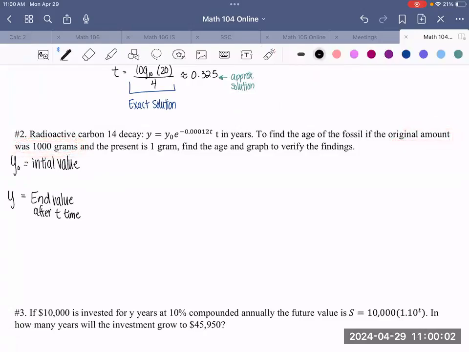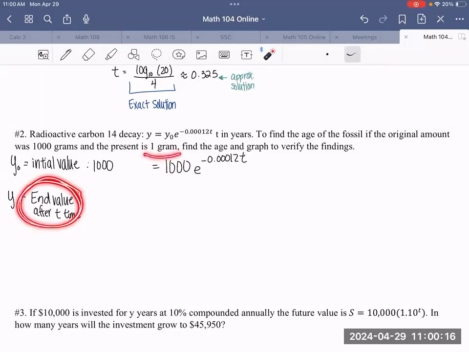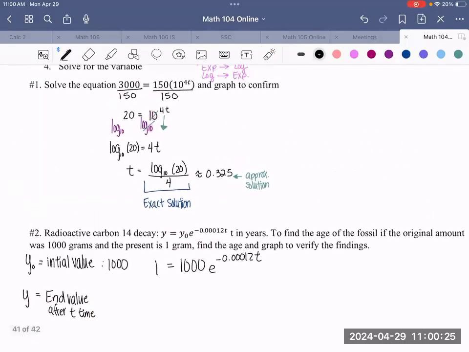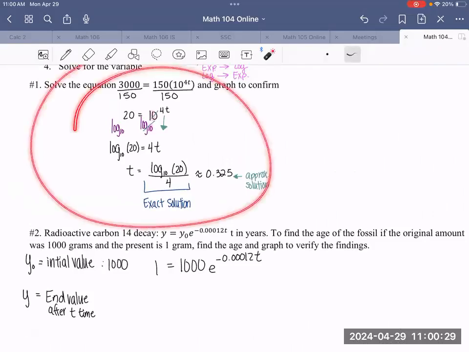So we can go ahead and replace your y naught, your y sub 0, to be 1,000. And then your end value, we said at the end, I want it to be 1 gram. So then we're looking forward to finding the age. We are taking the same exact approach, the same exact steps as the one before it.